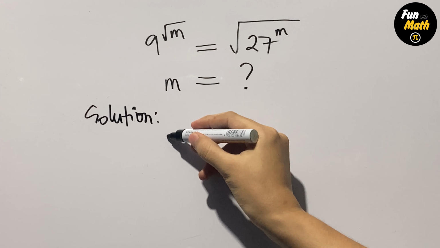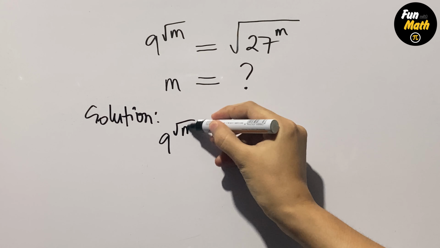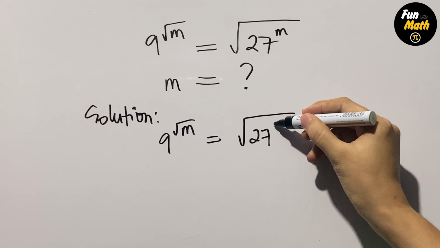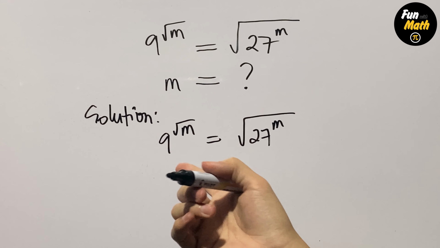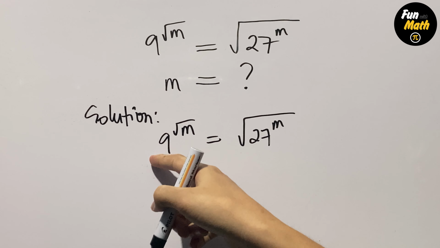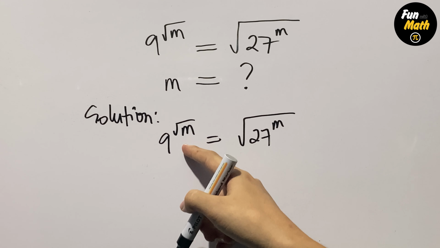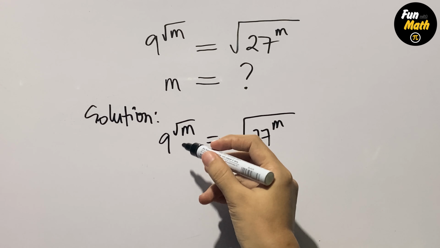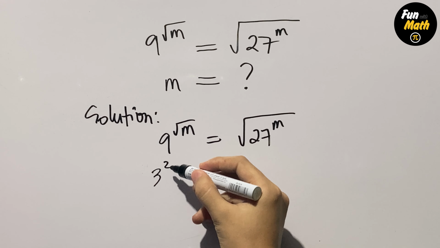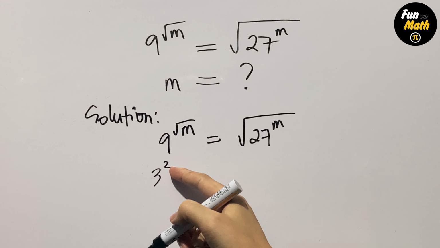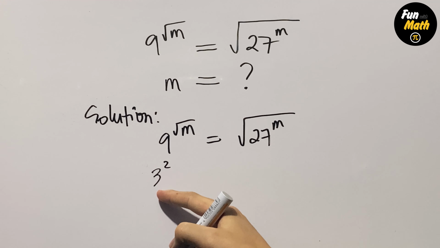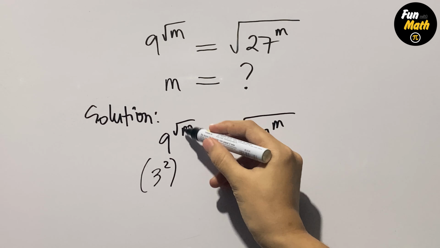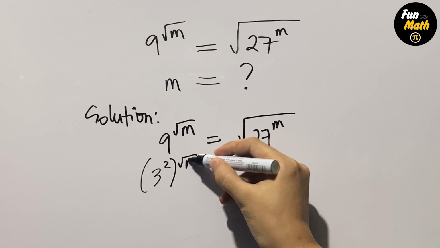Let's write it down. 9 to the power of square root of m is equal to square root of 27 to the power of m. Now first is 9 to the power of square root of m. We are going to write 9 in terms of 3, and that is 3 squared. 3 squared is equal to 9. So we write 3 squared whole to the power of square root of m.